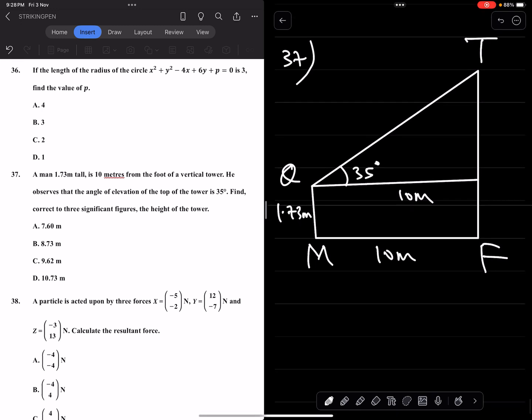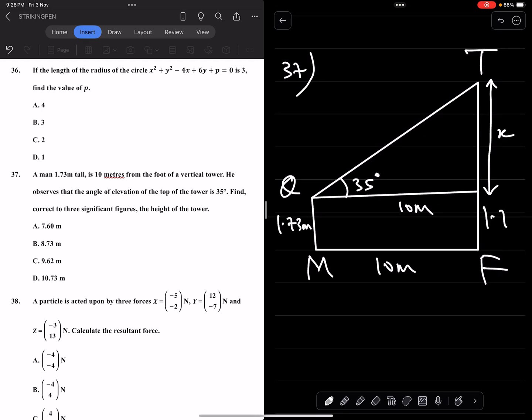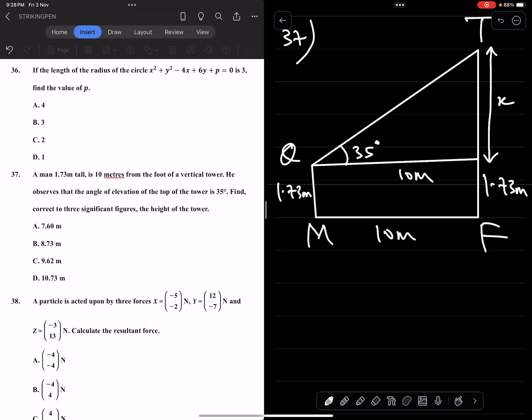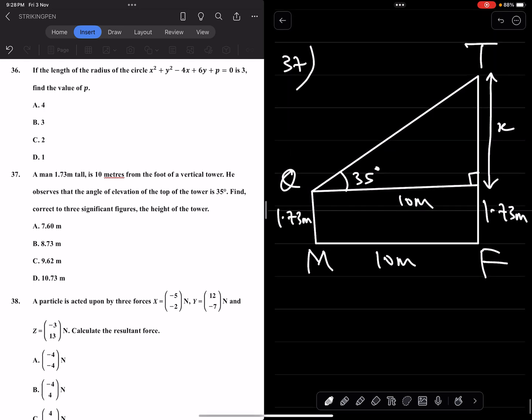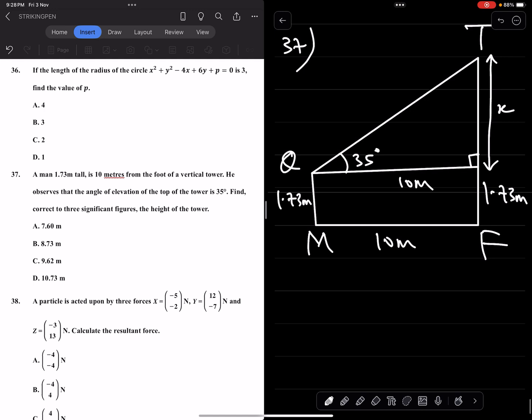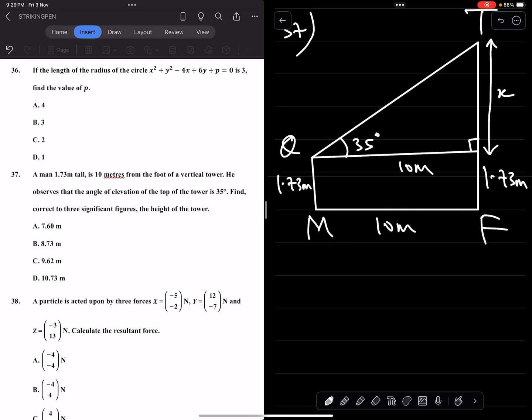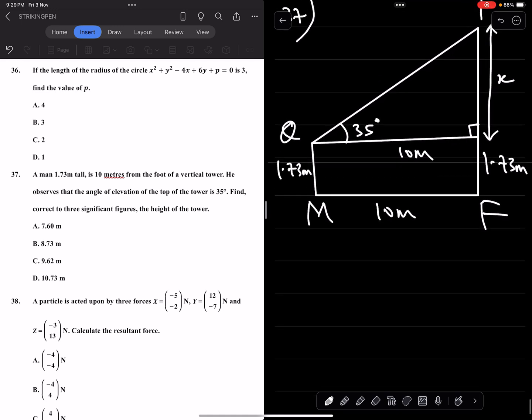So what's the question? Find, correct to three significant figures, the height of the tower. First of all, I can find this distance, let me call that x. If I find that, I already know that the remaining part is also going to be 1.73 meters. So x plus 1.73 is the height of the tower. This is a right angle triangle, so let me find x for my right angle triangle.